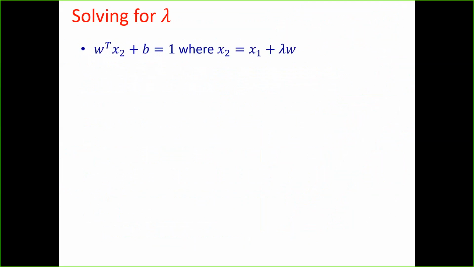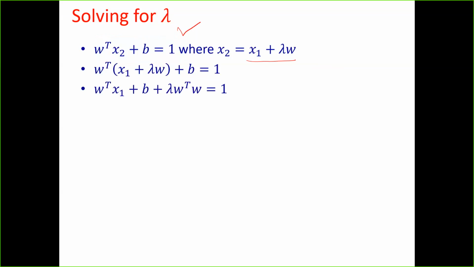We know that W transpose x2 plus B is equivalent to 1. Why is W transpose x2 plus B equivalent to 1? Because x2 is a point that is lying on the positive boundary, isn't it? That's why W transpose x2 plus B is equivalent to 1, right? So now we know that x2 is equivalent to x1 plus lambda W. Can I substitute this in this equation? So substitute, you get W transpose (x1 plus lambda W) plus B equivalent to 1.